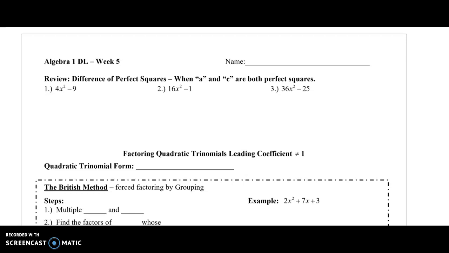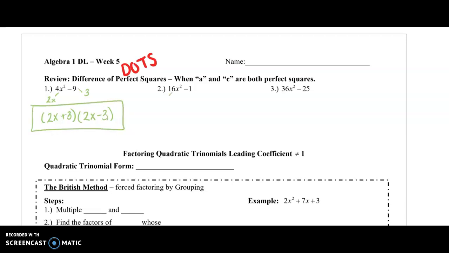First we're just going to do a quick little review with the difference of perfect squares, or difference of two squares. If you remember, this is what we call DOTS. When A and C are both perfect squares, we're just going to take the square root of each of those. One's addition, one's subtraction. So the square root of 4x squared would be 2x. The square root of 9 is 3. So we make this 2x plus 3 times 2x minus 3. And that would be our answer for that one.